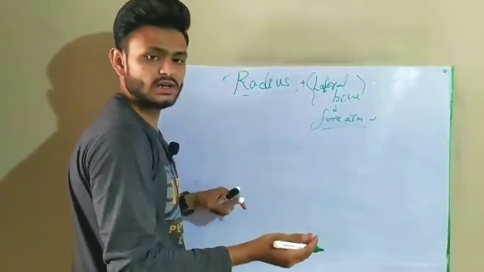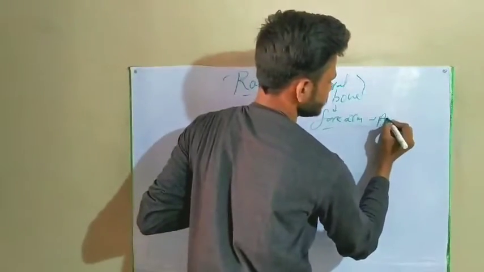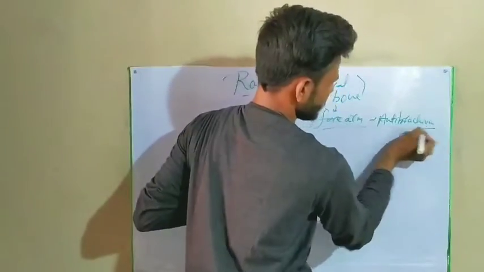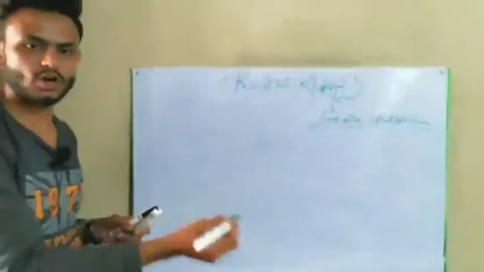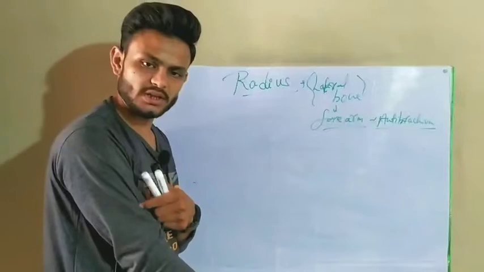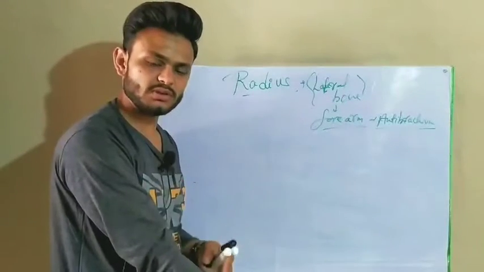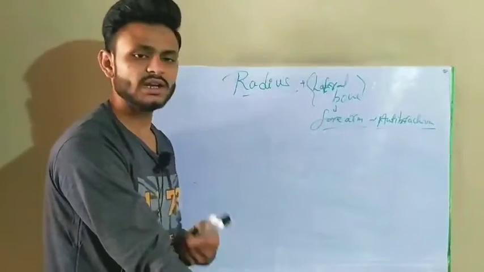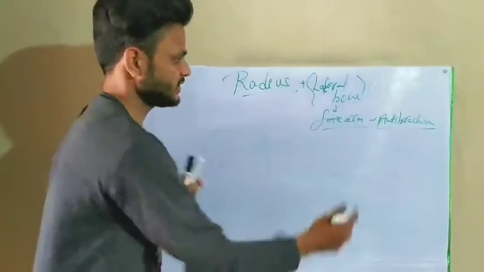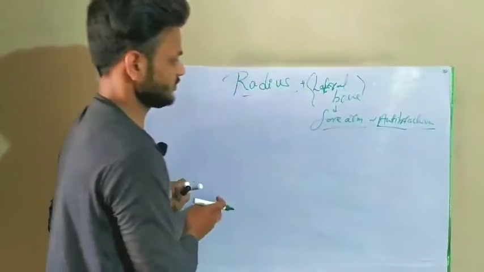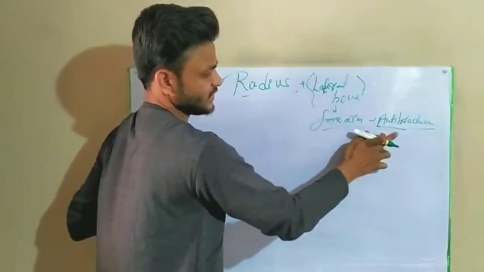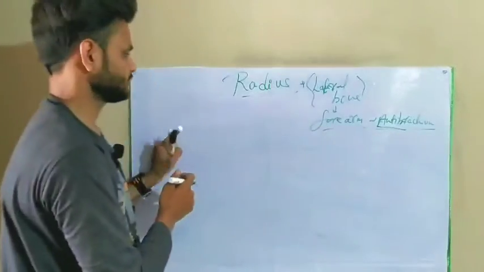The forearm is also called the antebrachium. Why is it called the antebrachium? Because our arm is called the brachium, and the forearm is situated opposite to the arm. That's why it is called the antebrachium. So the radius is the lateral bone of the antebrachium, or forearm.